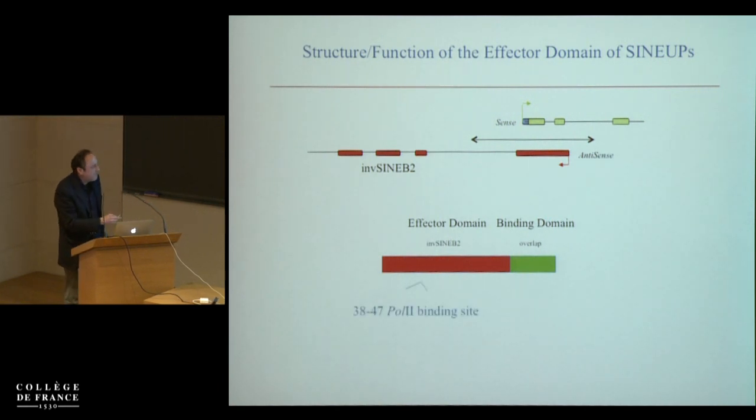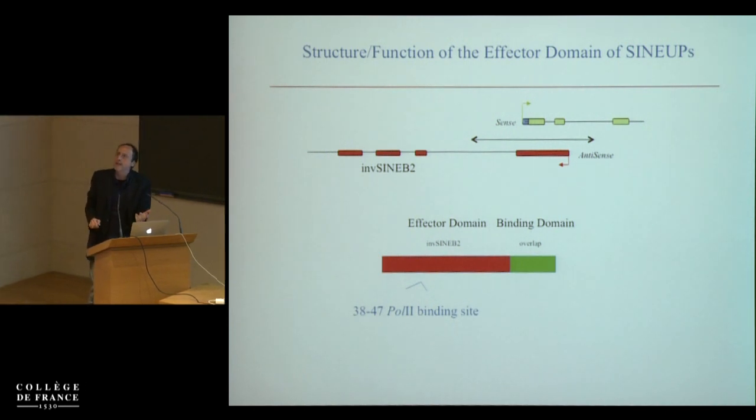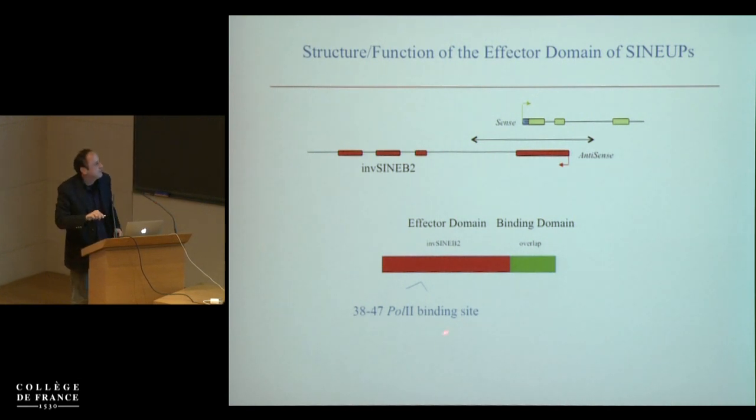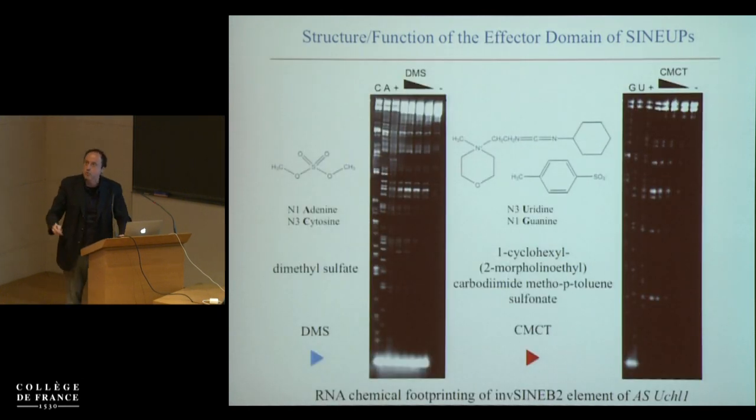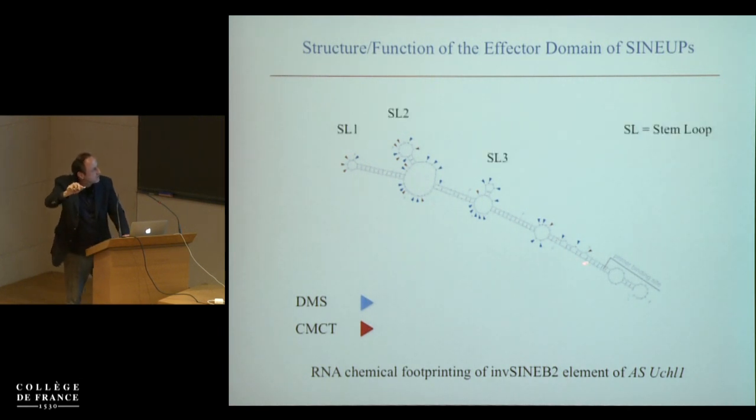But then we asked ourselves how the effector domain is working. What is the molecular mechanism of inverted SINEB2 elements to activate translation? You know that SINEB2 elements have a Pol 3 DNA binding site, with a B box and an A box that are involved in RNA Pol 3 transcription. So we resorted to chemical footprinting to study the secondary structure of the inverted SINEB2 element transcribed in vitro. This is the result, and this is the 5' end. It is a structure that forms 3 different stem loops and 4 different internal loops.